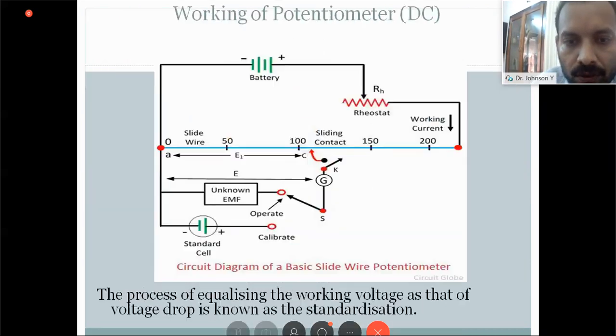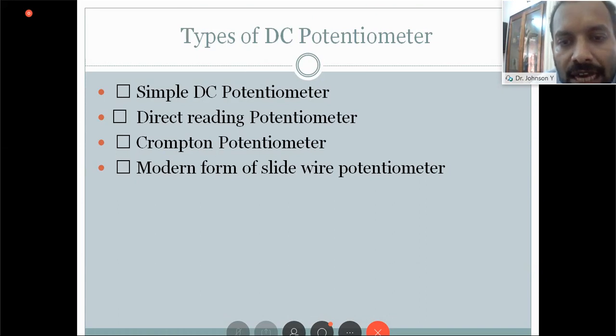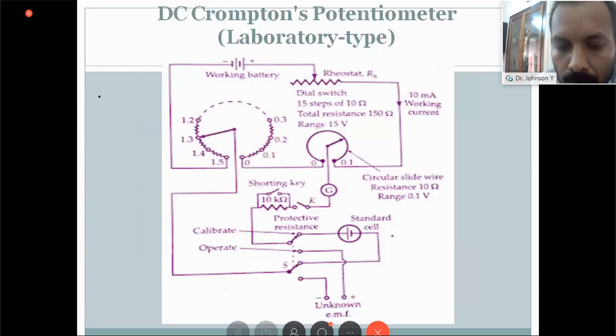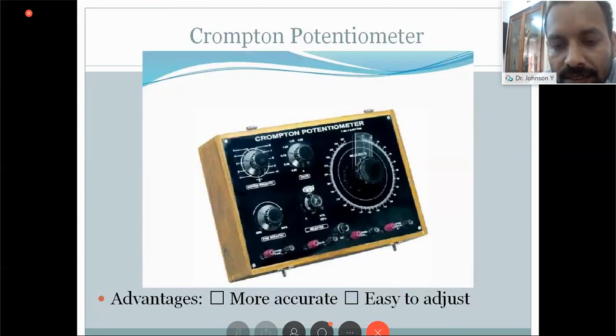Next we have different types of potentiometer: simple DC potentiometer, direct reading type, Crompton type, and modern form of slide wire. Here the Crompton potentiometer is very important, and it's a laboratory type instrument. Laboratory type instrument means it is normally used in the laboratories because it is a very compact instrument.